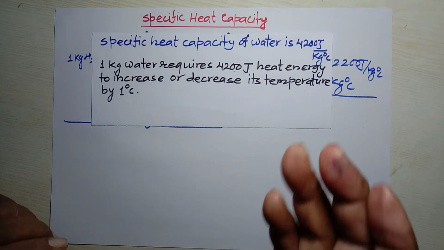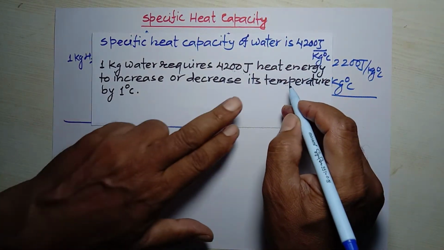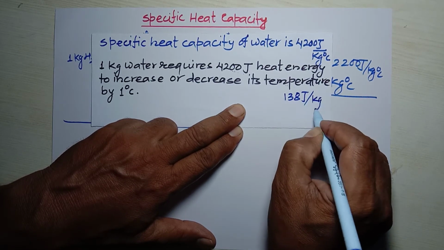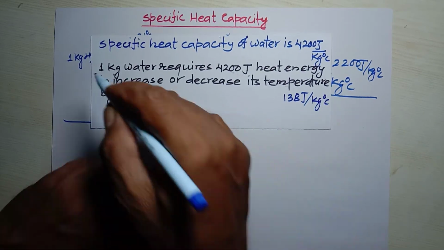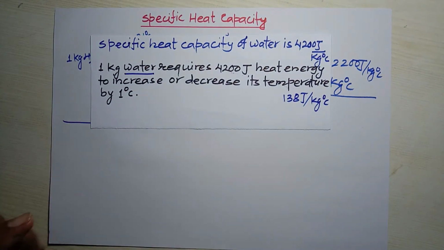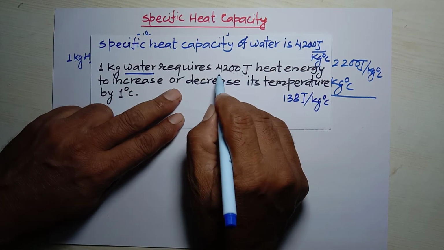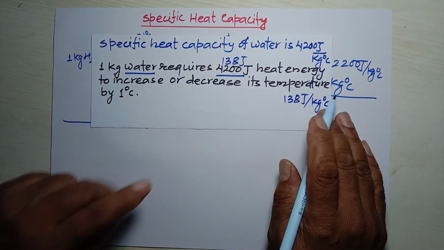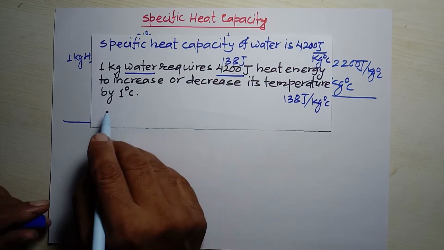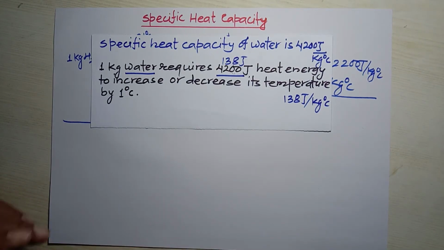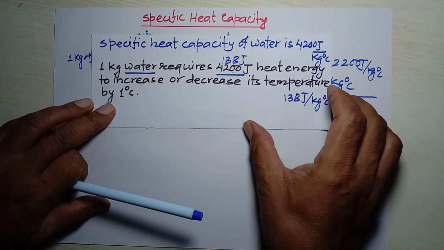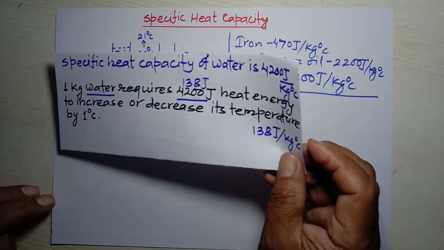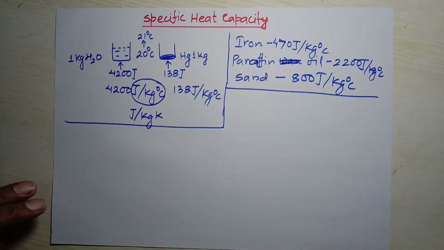What is the meaning of the specific capacity of mercury is 138 joule per kg degree Celsius? We have to answer in the same way. 1 kilogram of mercury, instead of 4200 joule, requires 138 joule heat energy to increase or decrease its temperature by 1 degree Celsius. That's why its specific capacity is 138 joule per kg degree Celsius. This way we can answer this type of reason question also.